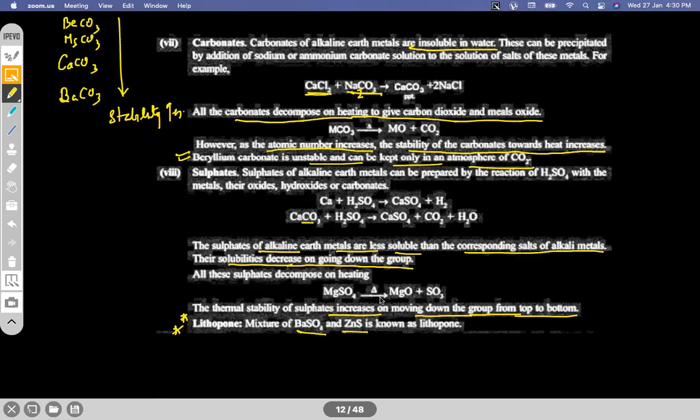So is there any use for this lithopone? Sorry? So does this lithopone have any use? Yeah, we must have some use of it, but that use is not that important. Generally, they ask lithopone is a mixture of what? BaSO4 and ZnS, the composition you must remember.